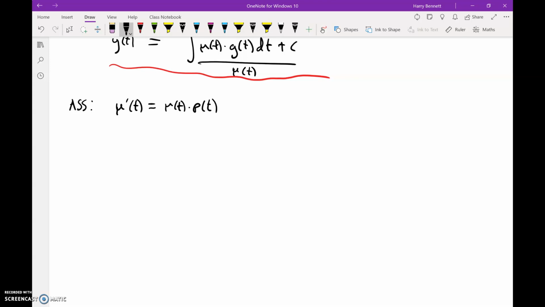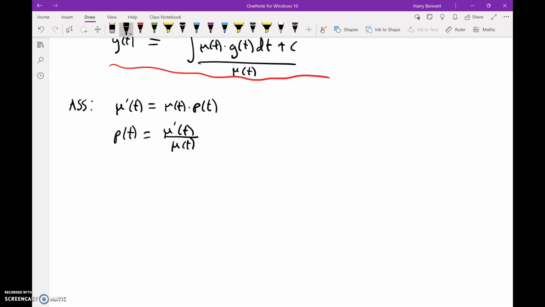So then we can rewrite this to get mu of t. Actually, let's rewrite this. Okay, we'll get p of t on its own. P of t is equal to mu prime of t divided by mu of t. Okay, that's what p of t is, right?